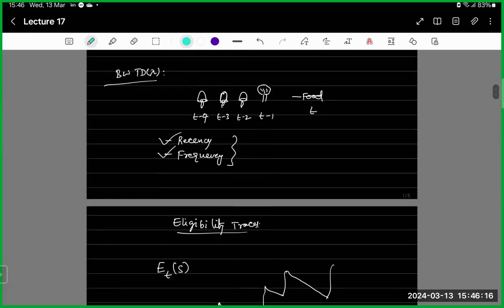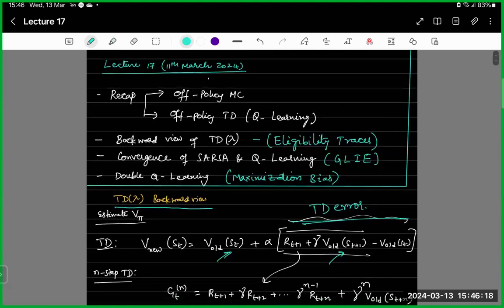So this is about TD lambda, and this is about predicting the value function for a given policy pi, right? We can generalize this to the control problem as well. What is a control problem? Finding the optimal policy, right? For example, SARSA is one algorithm which helps us find the optimal policy.